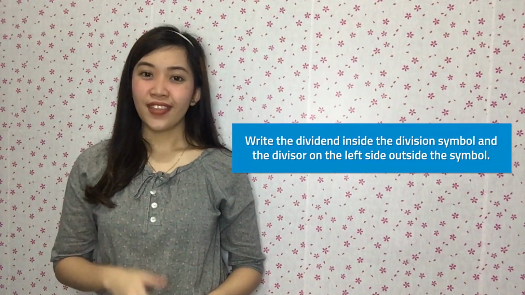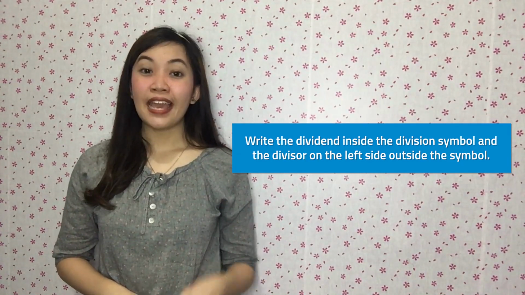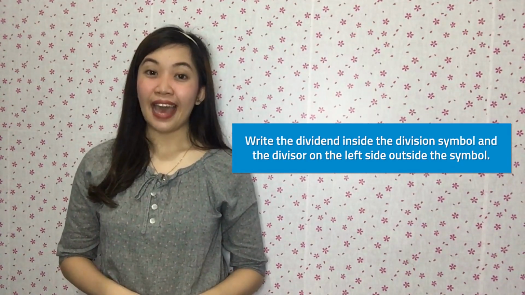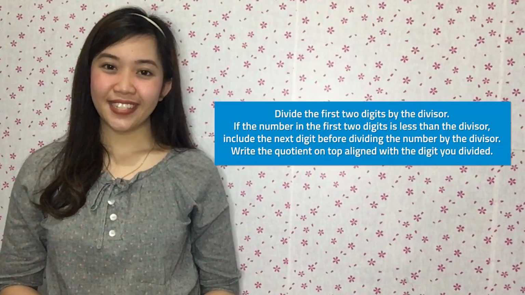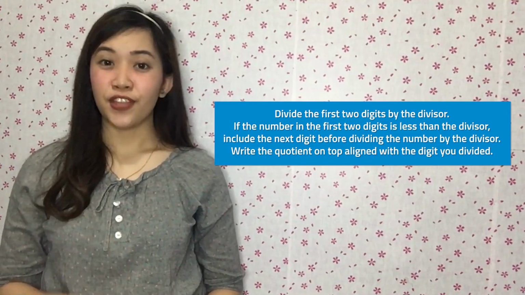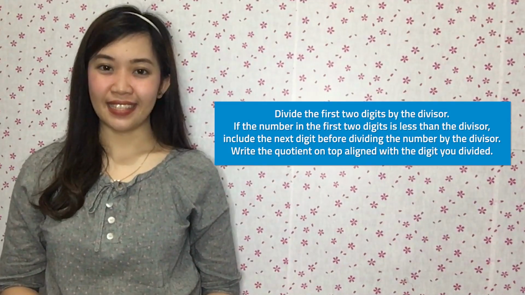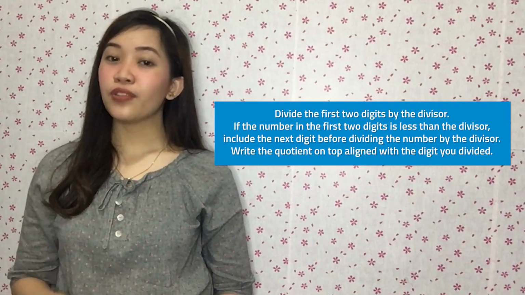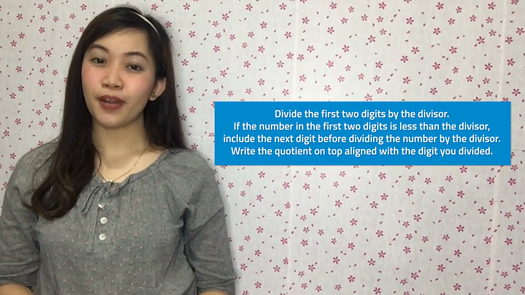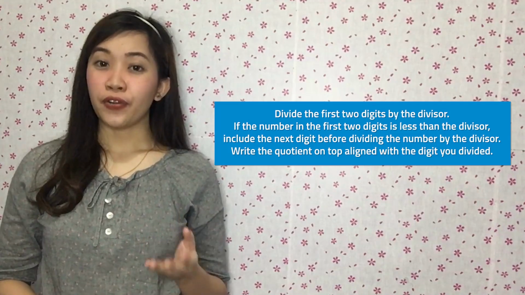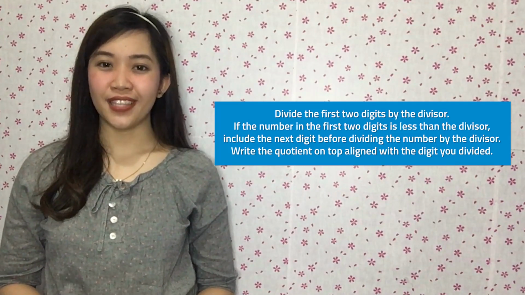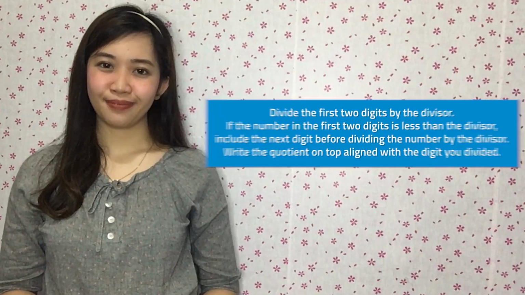When dividing numbers by a two-digit divisor, these are the steps to follow. Step 1. We write the dividend inside the division symbol and the divisor on the left side outside the symbol. Step 2. Divide the first two digits by the divisor. If the numbers in the first two digits is less than the divisor, include the next digit before dividing the number by the divisor. Write the quotient on top aligned with the digit that you divided.